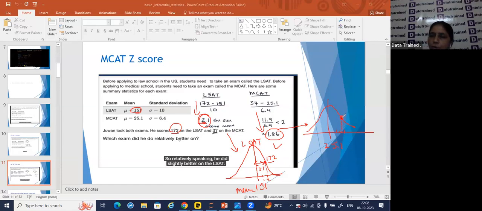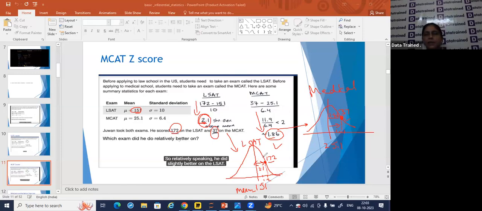Here it is also positive. So 1.86, and what are the marks here? 37, in the medical examination, MCAT. So the student achieved 37 marks, that is 1.86 standard deviations above the mean. In the medical examination, 1.86 standard deviations above the mean, and in the law examination, 2.1 standard deviations above the mean.